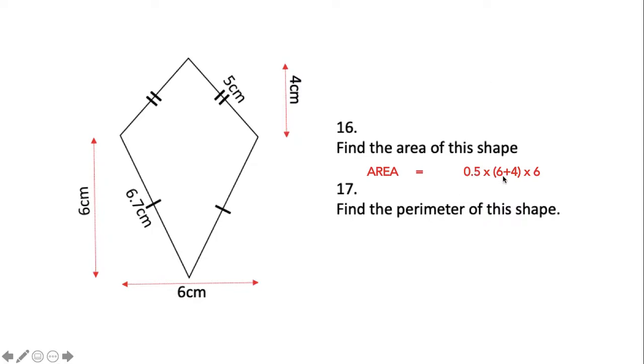So a half times 6 plus 4, that's the height, 6 plus 4 there, times the width or the base, 6 centimeters all the way along there. So you work that out. A half times 10 times 6 comes to 30 centimeters squared. Then the perimeter, well, just 6.7 plus another 6.7 plus 5 plus 5, 23.4.